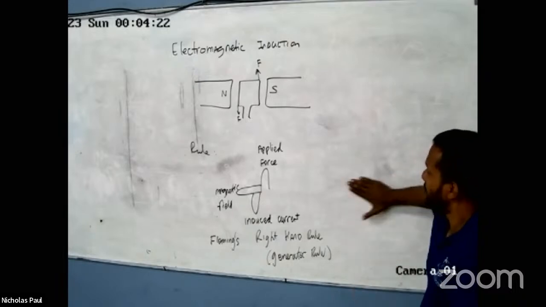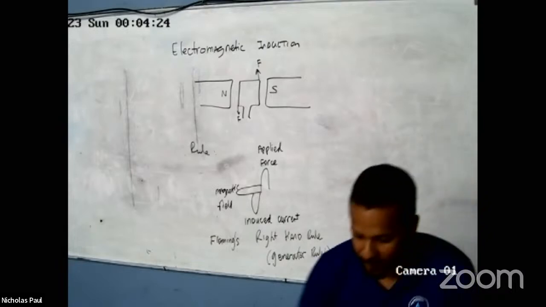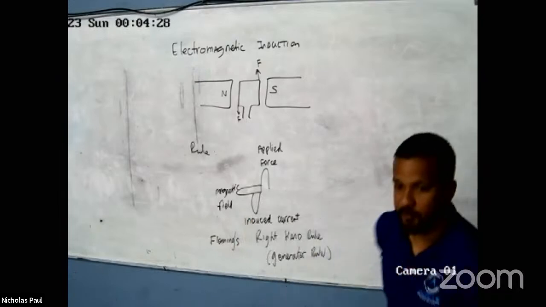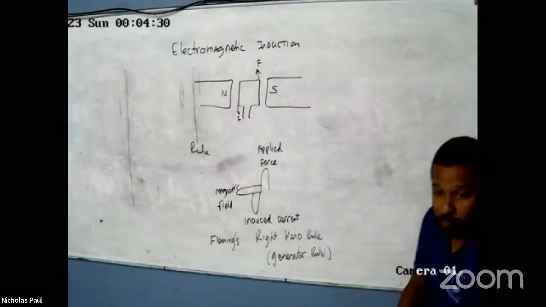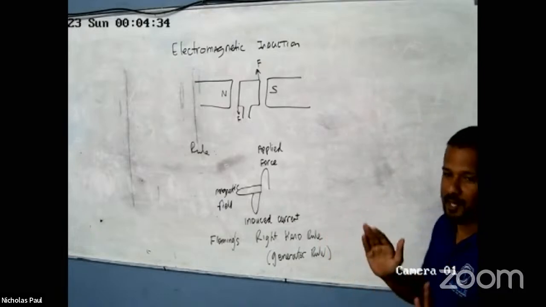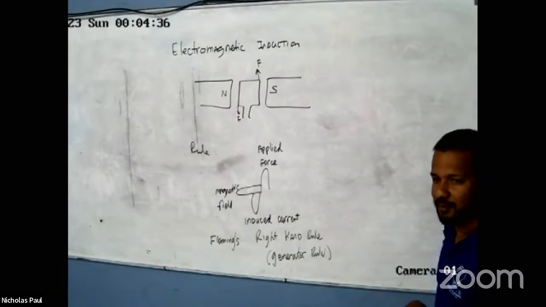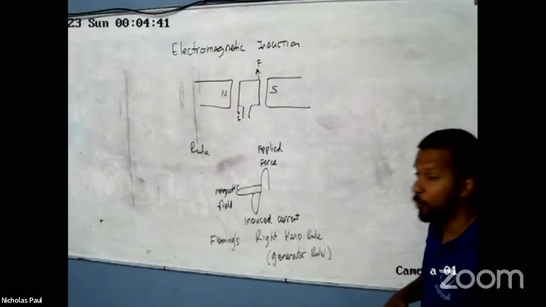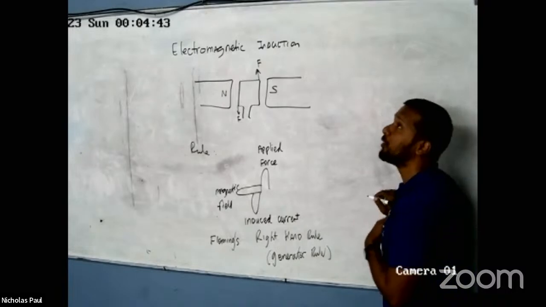All right, so that is your induced current there. Now let's apply. Let's see if we can apply Fleming's right hand rule. Which hand are you using, Elena? Left hand, very good. Very good.